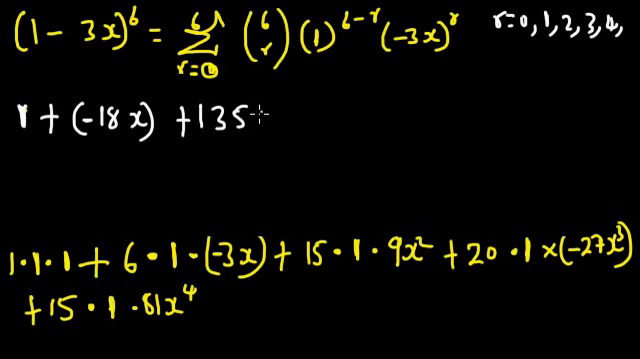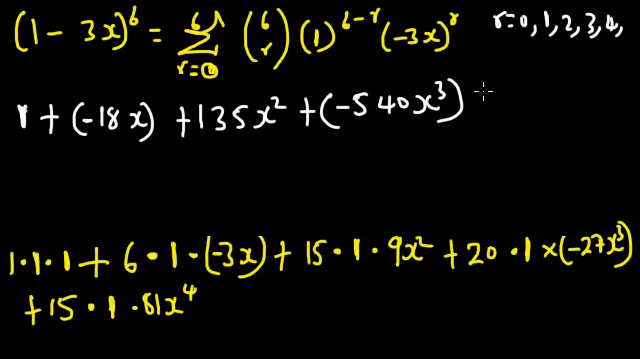135x squared plus 20 times 1 times negative 27. So that gives us 540. So put in a bracket, minus 540x to the power of 3. And for the last term, we have 15 times 1 times 81. 15 times 81 gives us the result, that's just 1215x to the power of 4.